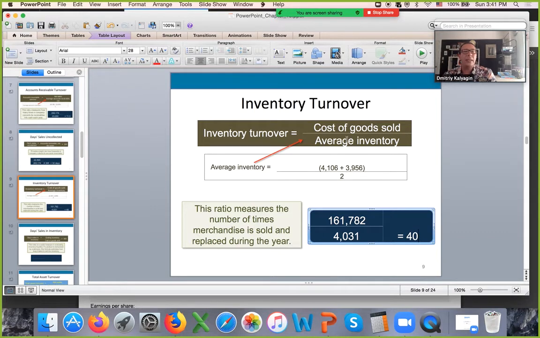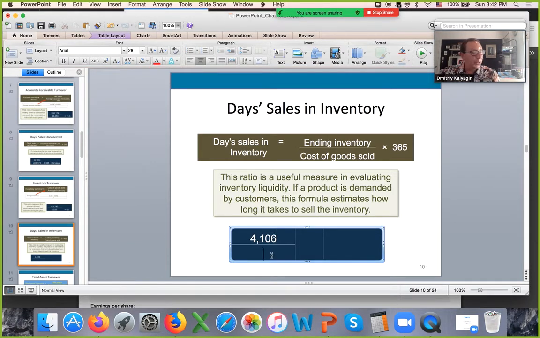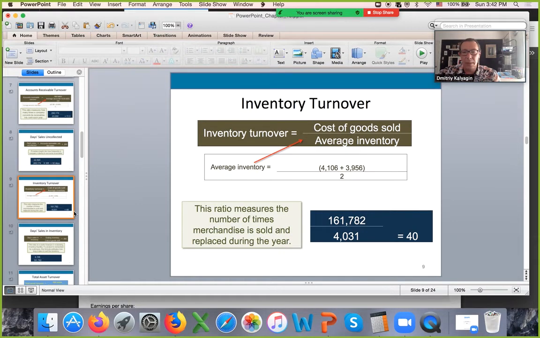And then if I take this formula and I flip it over and just use the current year's inventory, we're going to have the ratio called days sales in inventory. How many days does it take Apple to sell their inventory? So the ending inventory is 4106. Cost of sales or cost of goods sold is 161,782. Let me double check from the previous, 161,782, yes.